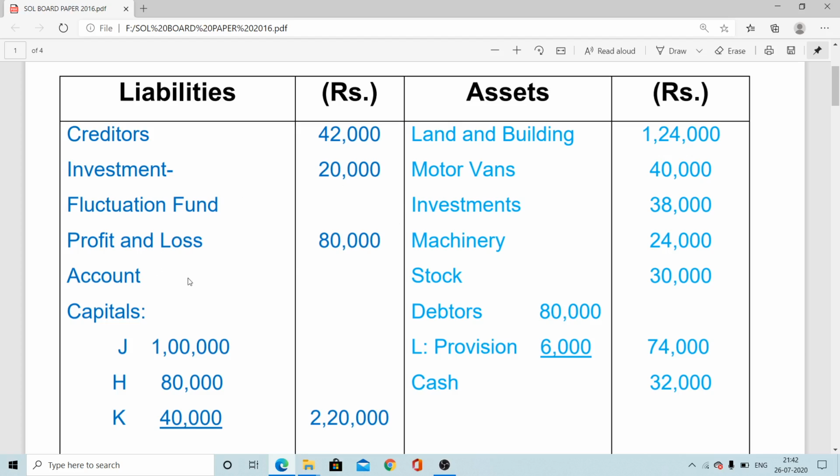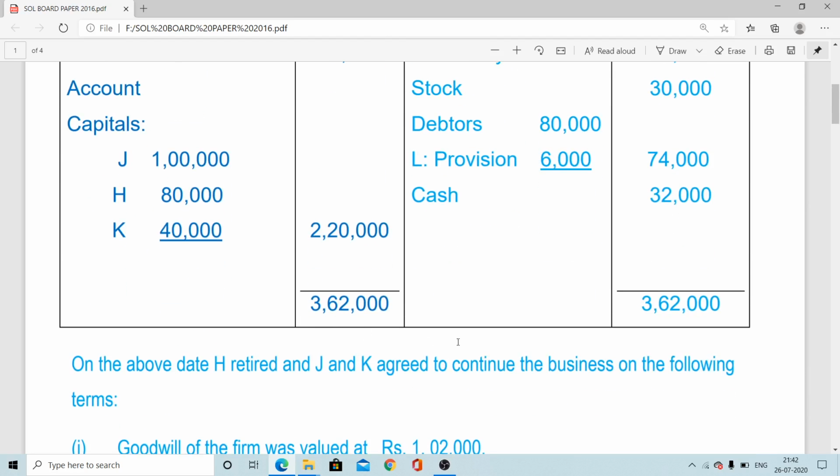Now, profit and loss account 80,000. That is one undistributed profit 80,000. After that, the three partners' capital, like 1,80,000 and 42,000, together 2,20,000. And the balance sheet on both the liability side and asset side is 3,62,000, 3,62,000.